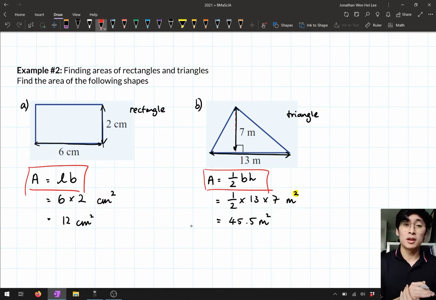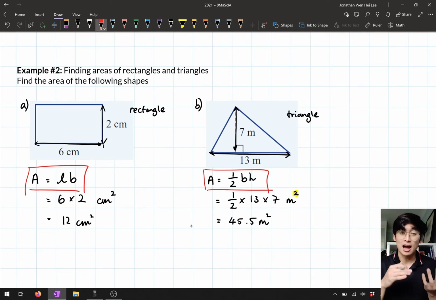Then once we have that formula down, we can actually identify what measurements we need. So have a look at the letters that we have. For my rectangle, I needed L and B. I needed my length and my base, and I just multiply those numbers together. For my triangle, I have B and H, and I need to find the base length and the height. And so once I've done that, I can substitute that in.